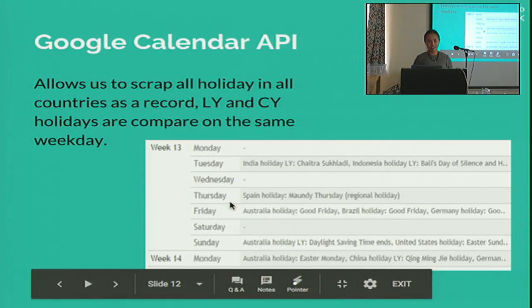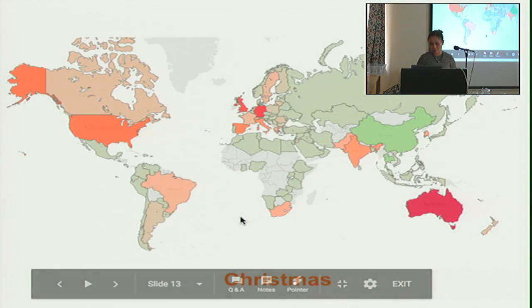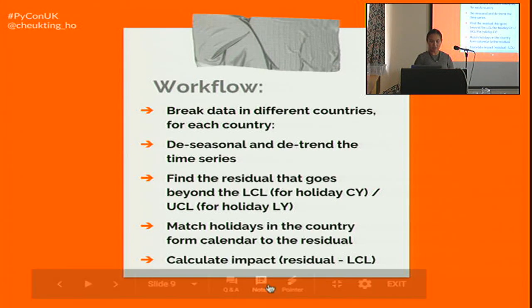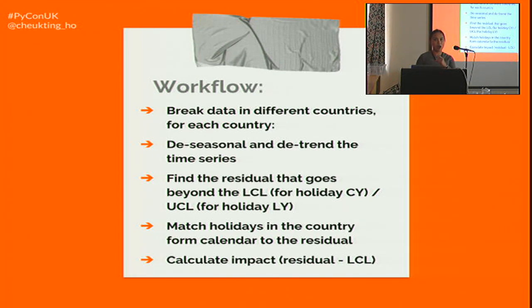At the end, after cross-checking, of course, if there's not a holiday, we'll just ignore it. If there's a holiday, we will pick it out and find this difference. That would be the impact. I think I've said it somewhere before. If I can scroll it back. Yeah, the impact will be the residual, which is the purple line in that slide, minus the lower limit of the band that is considered normal. So that's the amount that is away from normal.